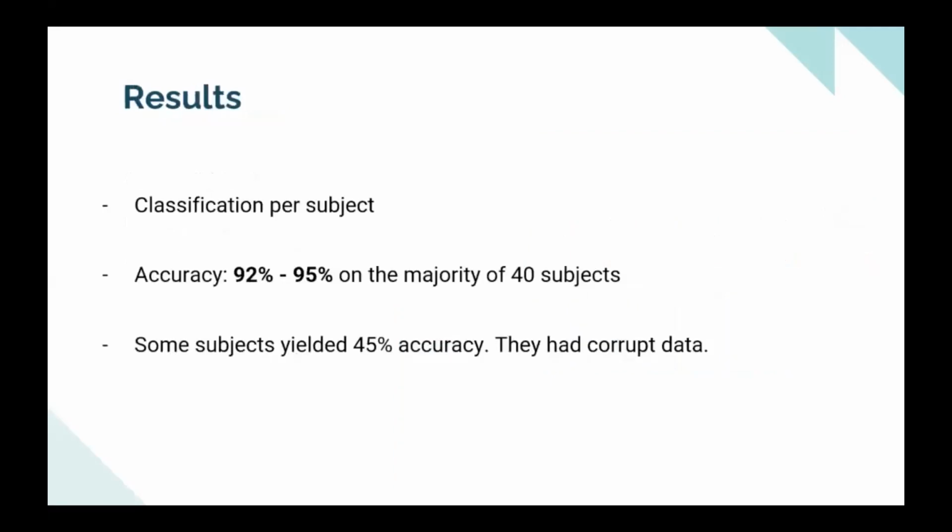Unlike our previous approaches, this model's classification accuracy is per subject. By training on 40 subjects, the majority of accuracies we got were in the range of 92% to 95%. A few subjects produced accuracies in the 70s and 80s range. In addition, some subjects produced accuracies of about 45%. However, we found out from research papers that the data of these subjects were corrupt, therefore we removed them from our dataset.